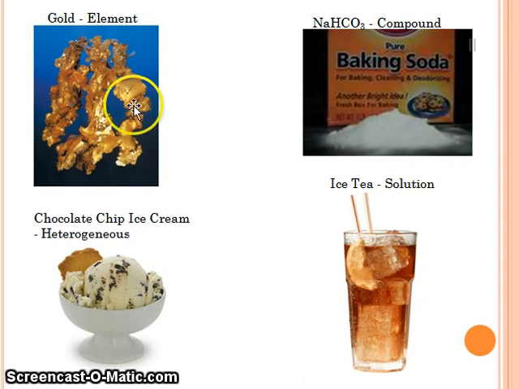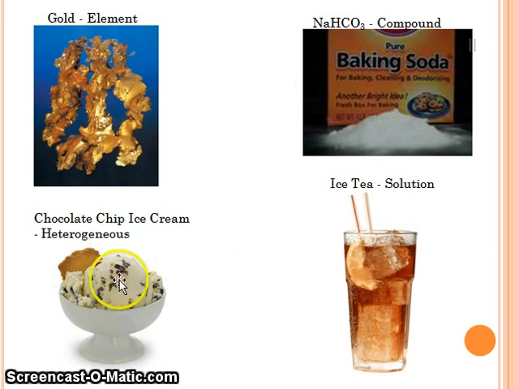Here are some examples. Here's gold. It is an element, with the symbol Au. And this is a compound. You notice that it has different elements: sodium, hydrogen, carbon, and oxygen, and they're chemically combined.